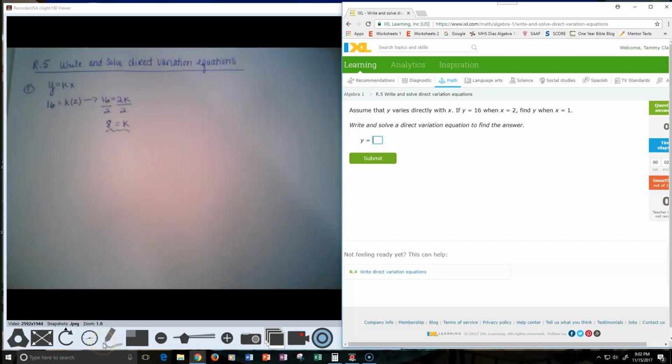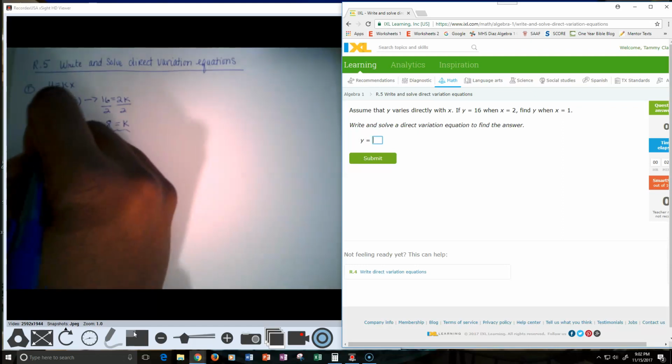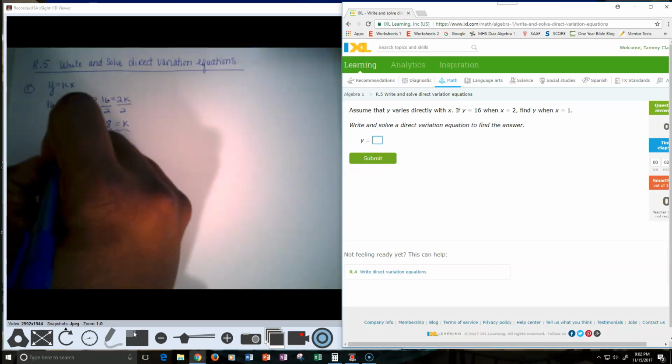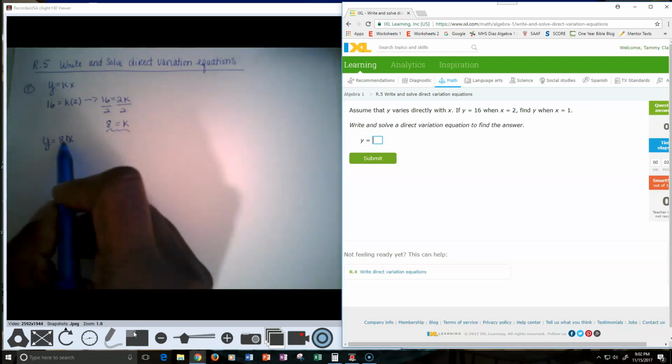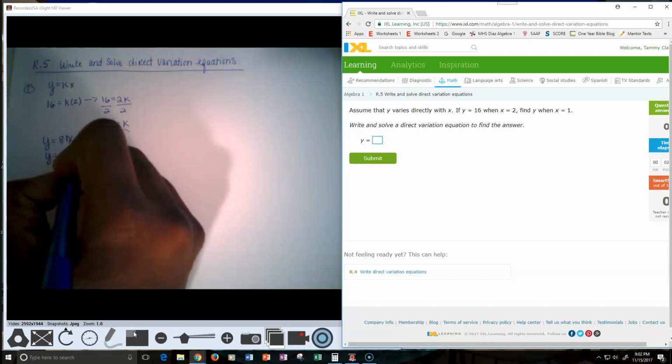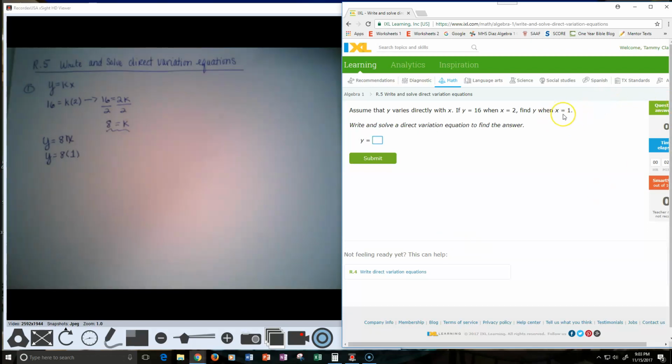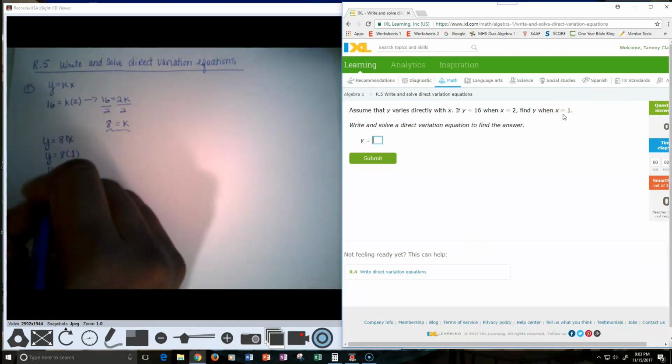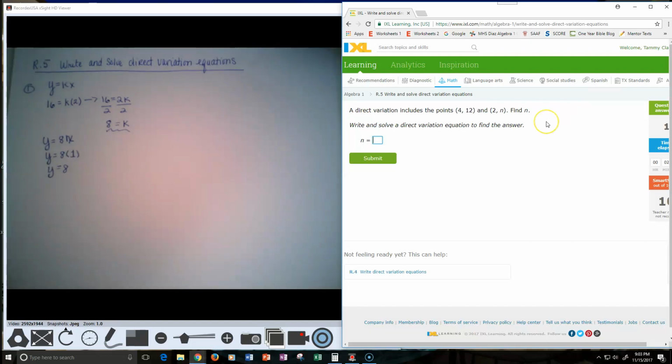Now, we would be done if we were in R2, but we're not. We would almost be done if we were in R4, but we're not. So the second part of this says, find y when x is 1. So now we have our new constant of variation equation. We know k is 8, so we have y is equal to 8 multiplied by x. So we're going to substitute the number 1 for x, so y is equal to 8.